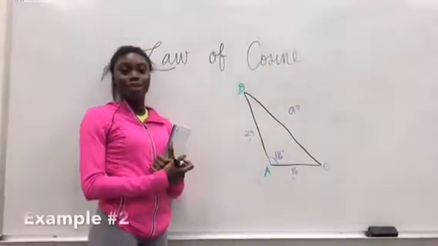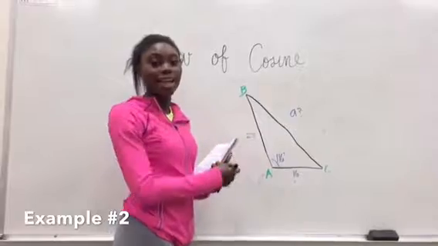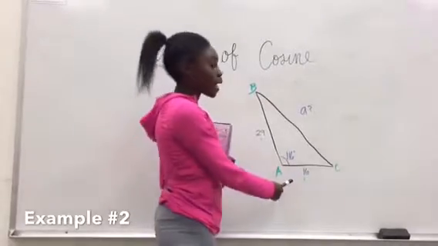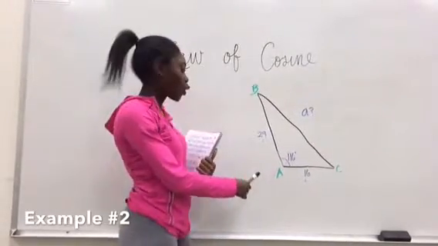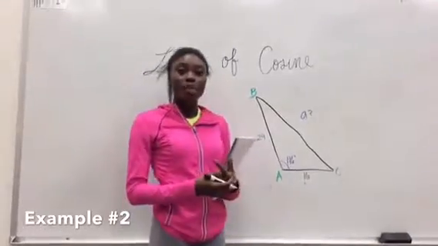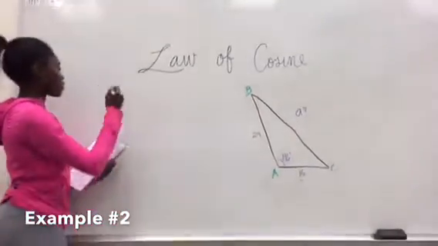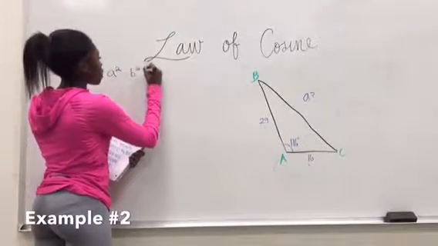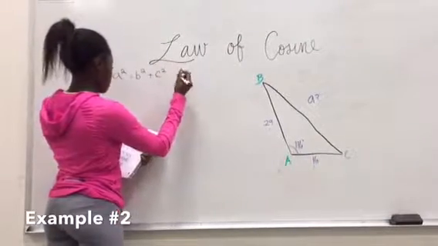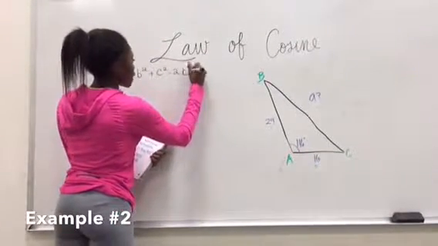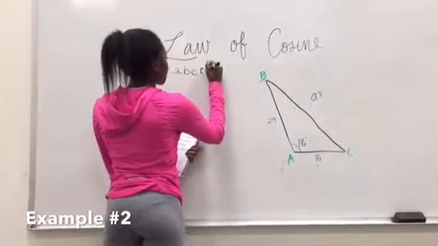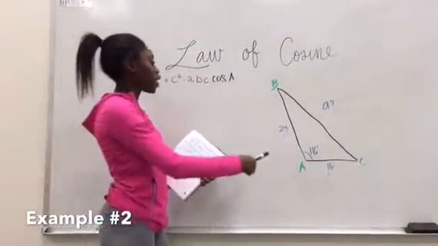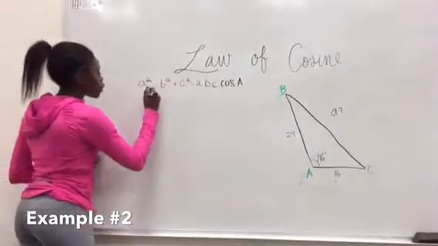Here's another example of how to use the law of cosines to find side A. So we have our givens: line C, 29, line B, 16, and angle A, 116 degrees. So we have a given formula to find A. A squared equals B squared plus C squared minus 2B times C times the cosine of A. All you have to simply do is plug your givens into the formula. So we're solving for A.